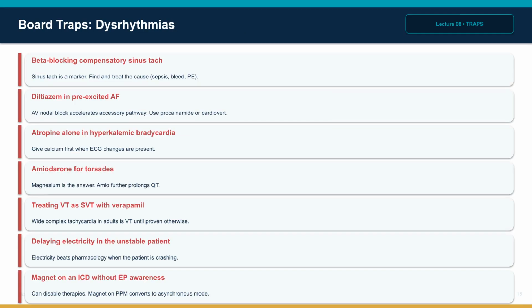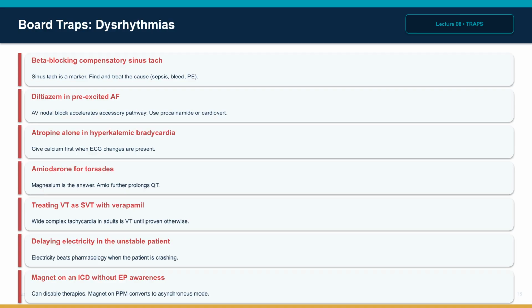The rhythm board traps are predictable. Treating compensatory sinus tachycardia with AV nodal blockers when the patient has sepsis, hemorrhage, or pulmonary embolism. Giving Cardizem in pre-excited atrial fibrillation. Ignoring hyperkalemia and bradycardia with QRS widening. Treating torsades with amiodarone instead of magnesium. Treating VT as SVT with calcium channel blockers, which causes cardiovascular collapse.